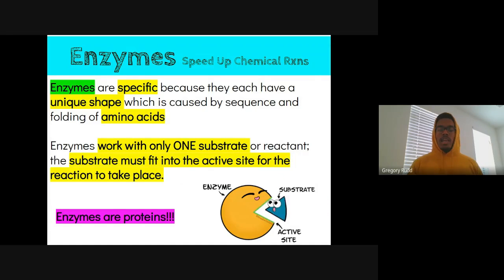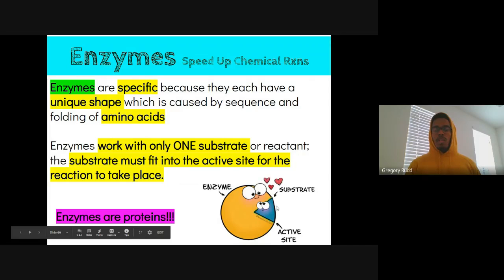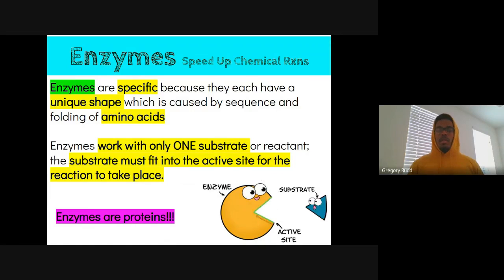So if we imagine that this substrate was shaped like a square and not a piece of pie or a triangle, then obviously it wouldn't fit well into the active site. Or if our active site was shaped like a circle, then obviously this pie wouldn't fit well with the enzyme. So they have to be meeting each other in a way that corresponds to both of their shapes. So the enzyme's shape is extremely important.